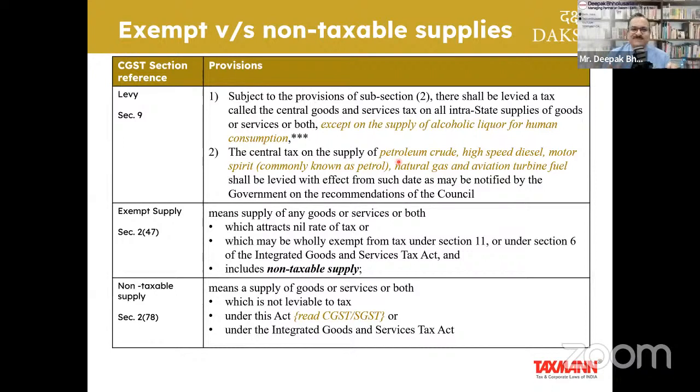But at the same time, exempt supply, section 2(47), it says exempt supply includes three things. First, the supply on which the rate of tax under GST is 0%, supply on which there is an exemption under section 11, and supply which is called a non-taxable supply. So reading 9 with 2(78) and 2(47), petrol is a non-taxable, or basically you can say exempt supply. Supply of alcoholic liquor, it is an exempt supply, right?